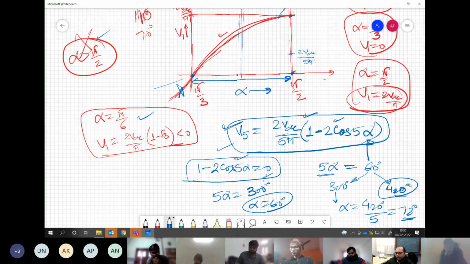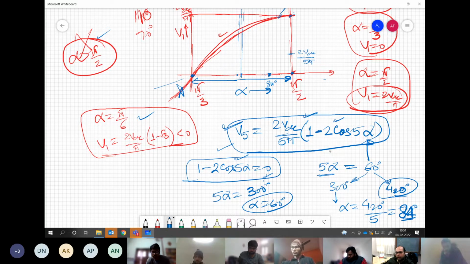Similarly, is there any other angle at which it is going to 0? Okay, is there any mistake in this one? Yeah, this is 84 degree. Sorry, that's not 72. So 84 comes after 75, and then this is another 15, so somewhere here. At this point, it is going to 0. Correct?